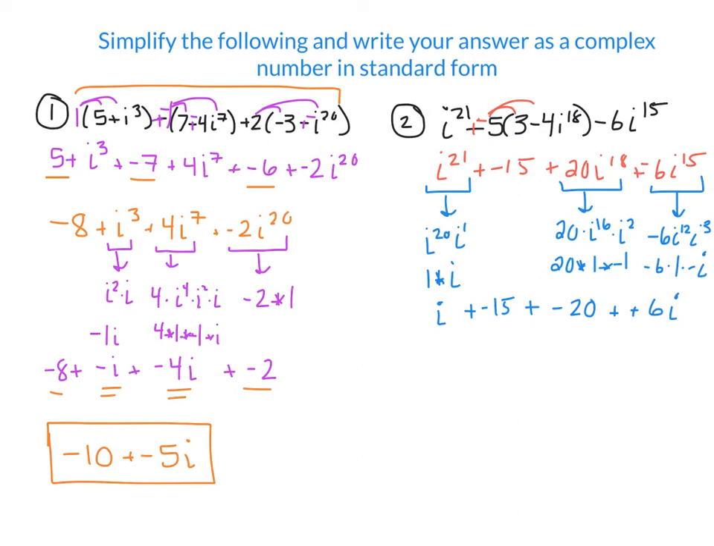Then to end here, I combine the like parts together. So I have my real numbers first. Those become -35 plus the imaginary parts, which become plus 7i.